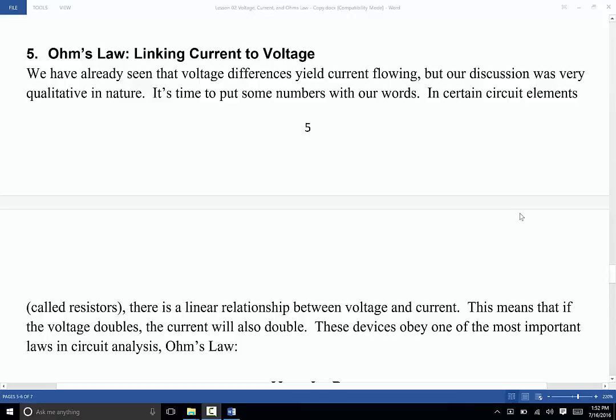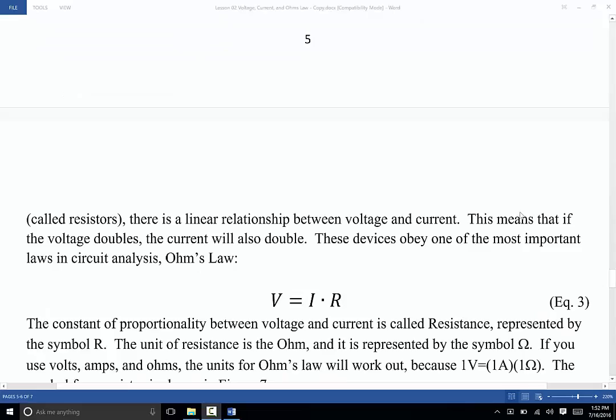But it turns out that there's a category of elements in our circuits called resistors. And resistors are going to be characterized by a linear relationship between voltage and current. A linear relationship is just about the simplest and best kind of relationship that we can have when we're talking about circuit analysis. And so we're going to really focus a lot of our attention on Ohm's law. You can see here Ohm's law, V equals I times R.